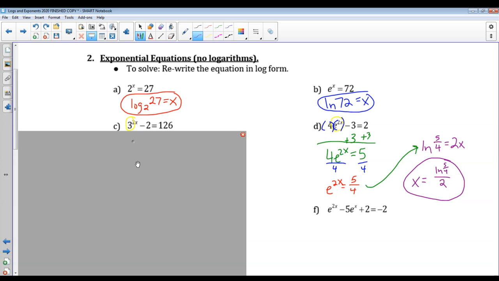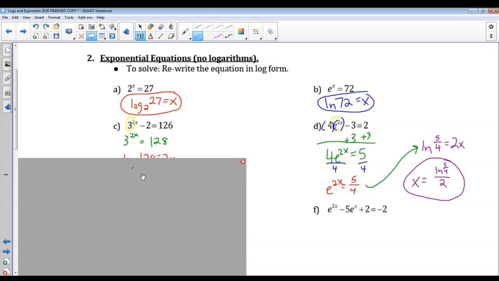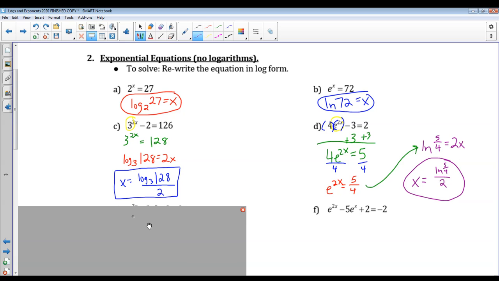All right, so same thing. If you want to try letter C, go ahead and pause. I'll give you about 5 seconds to pause, and then when you're ready, you can unpause, and then I'll show you my answer. Add 2 to both sides, rewrite, divide by 2. Very similar to the question right next to it.